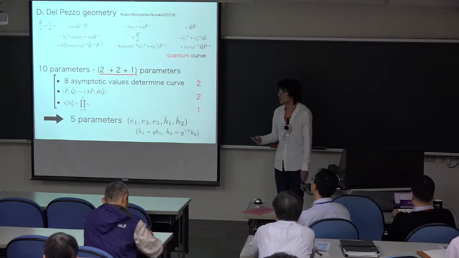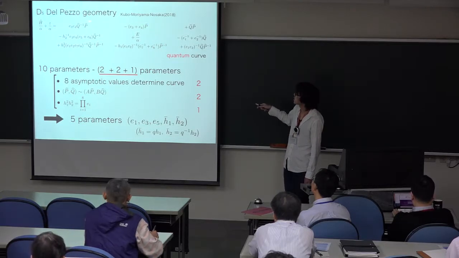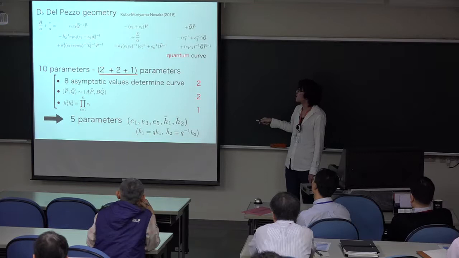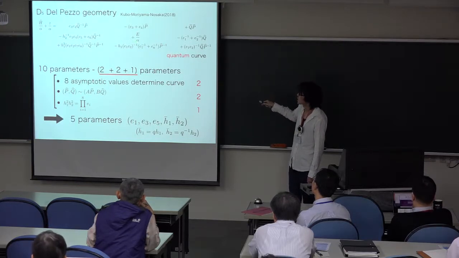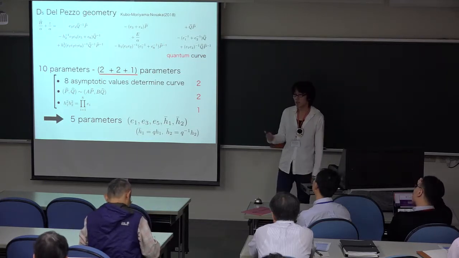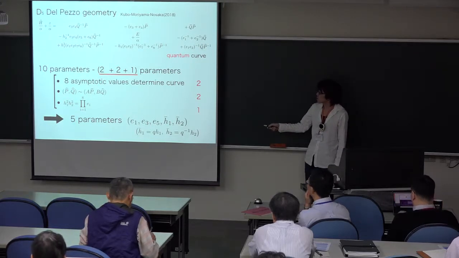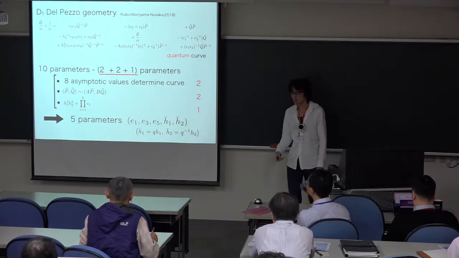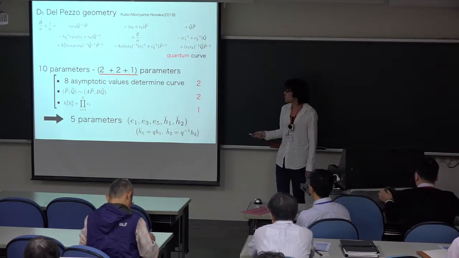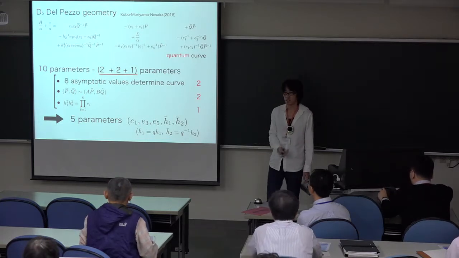Okay, then we consider the quantum curve by promoting the classical variables p and q to the quantum operators p hat and q hat. We further introduce additional parameters given by e over alpha. Then this curve has some redundant parameters. To determine how many parameters are redundant, let us consider three situations. One is about the eight asymptotic values. Since the curve is determined by the eight asymptotic values, from the 10 parameters minus the 8 asymptotic values, 2 parameters should be redundant.